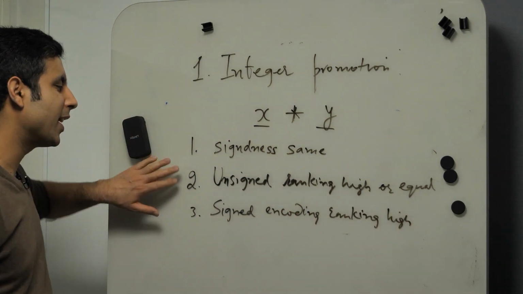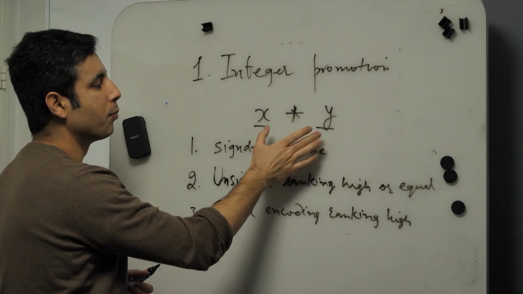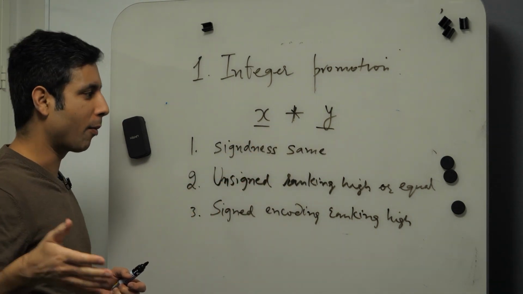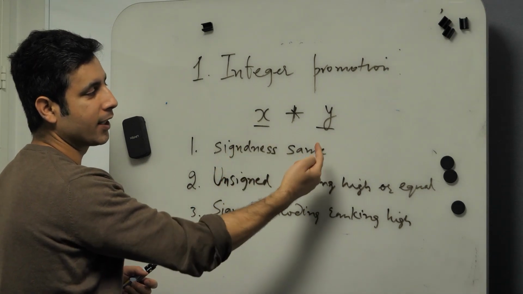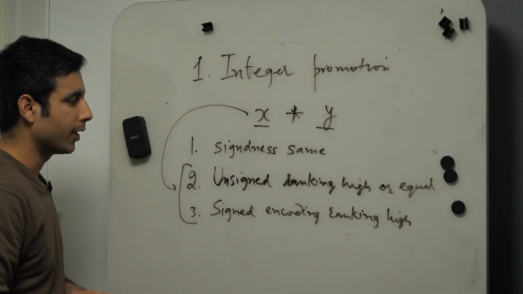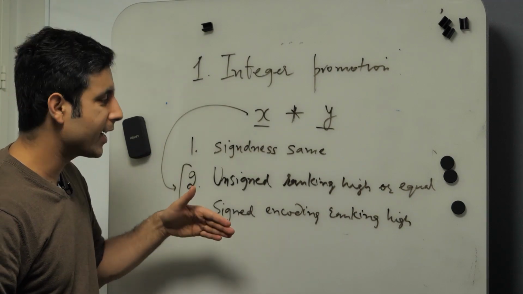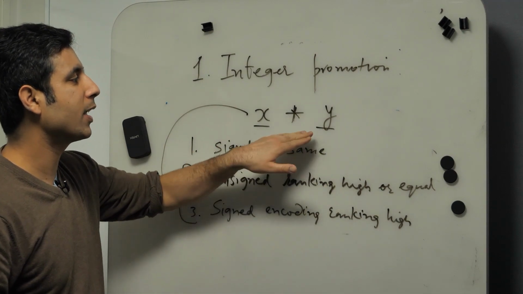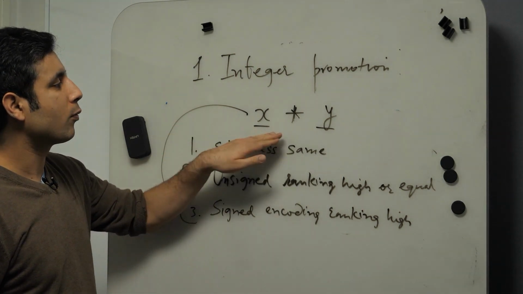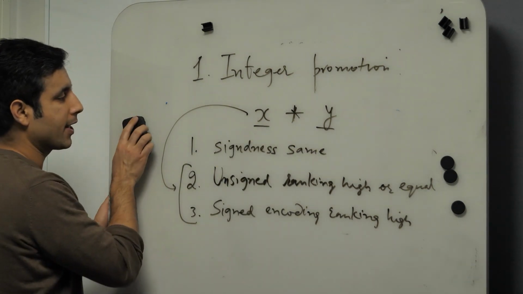Now these are the only three possibilities here. The first possibility is when both of them are either signed or unsigned. Now we are left with only one other possibility, that one of them is signed and the other is unsigned. In that case, if the operand which has unsigned encoding has ranking higher or equal to the other one, that is one case. And the last case is when one of them has signed encoding and the ranking is higher. So let's take them one by one.